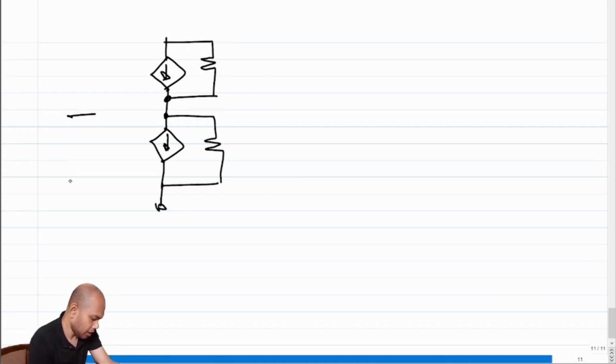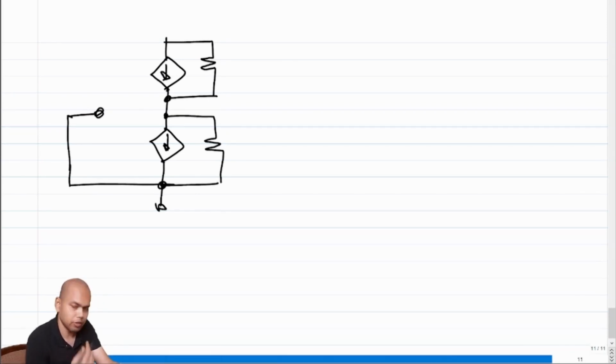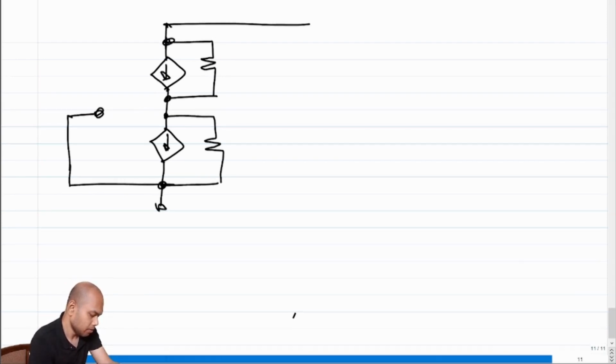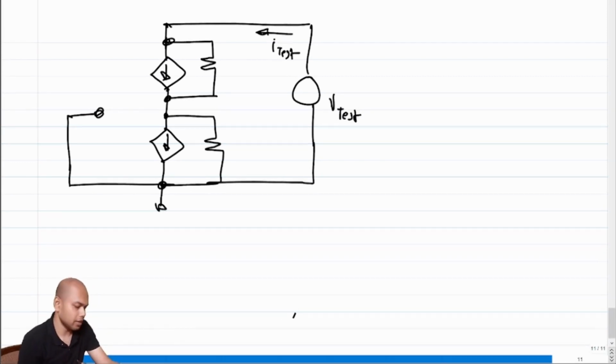What will happen to the input? Input will be grounded, right? Because in order to find output resistance, we have to desensitize the input. What should we do at the output? We have to apply a test voltage, and we need to find out the test current, correct?